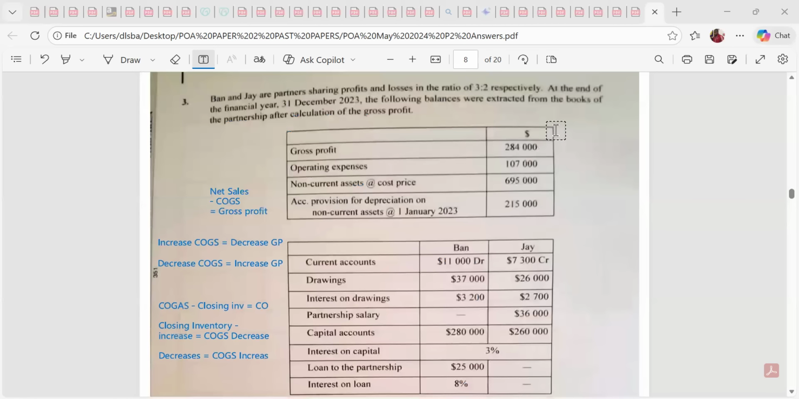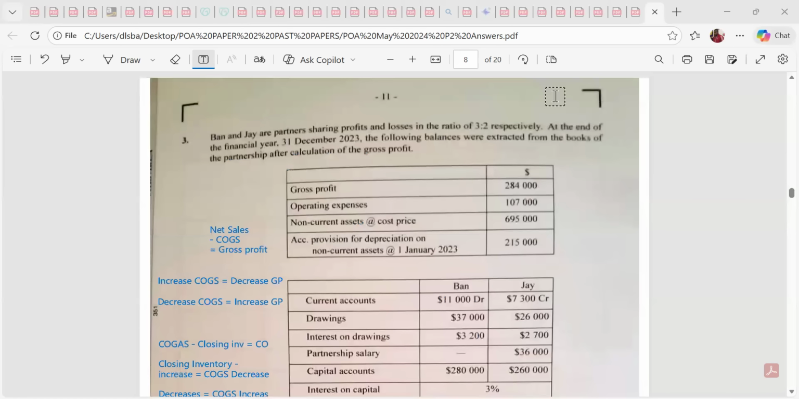Let's see what they said the profit ratio is 3:2. So we're gonna use this and get fractions. The 3 would be BAN and the 2 would be J. The 3 will be the numerator for BAN's fraction, and the denominator will add the 3 and the 2 together. So BAN will be getting 3/5.